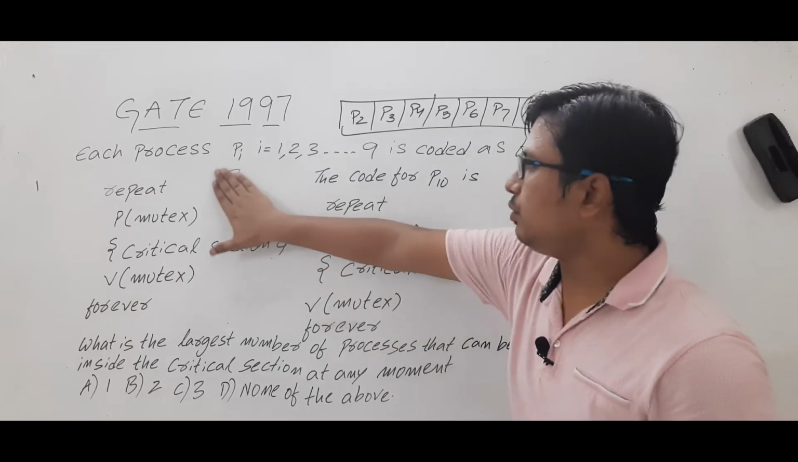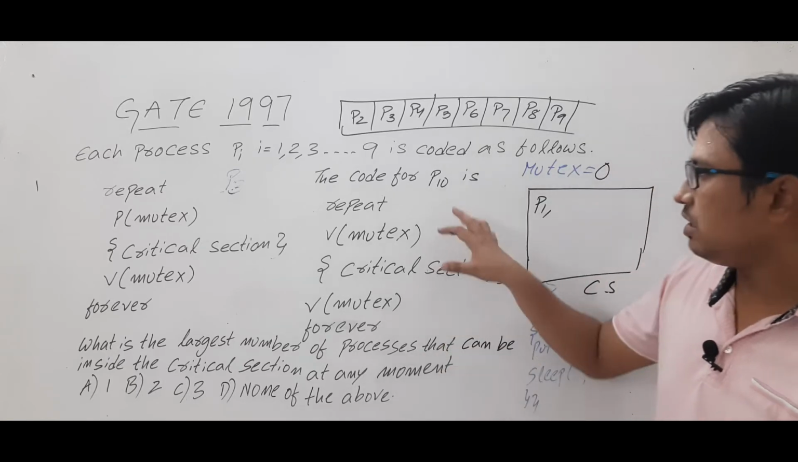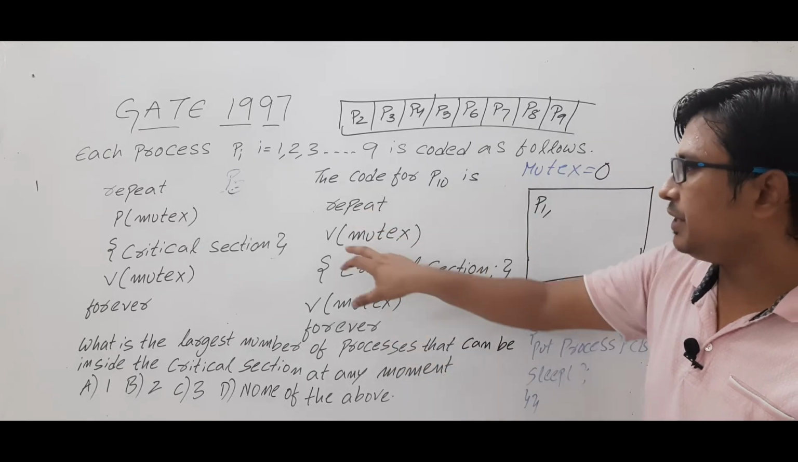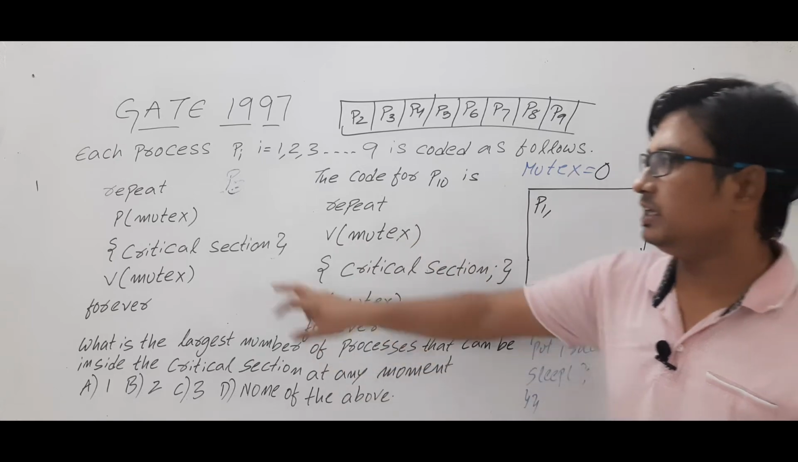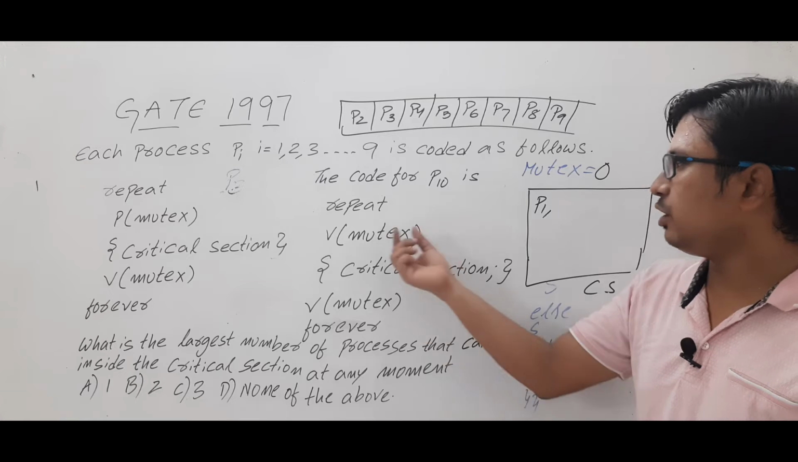Is it clear? Now let's take that process P10 wants to enter into the critical section. What is its code? Repeat, up operation. Here it is a down operation, but here it has to perform the up operation. Now look here.